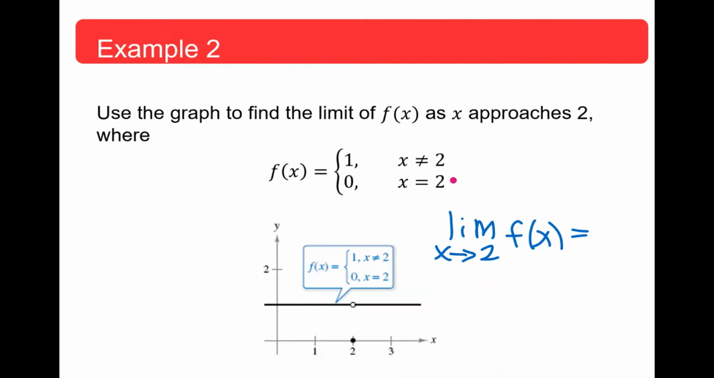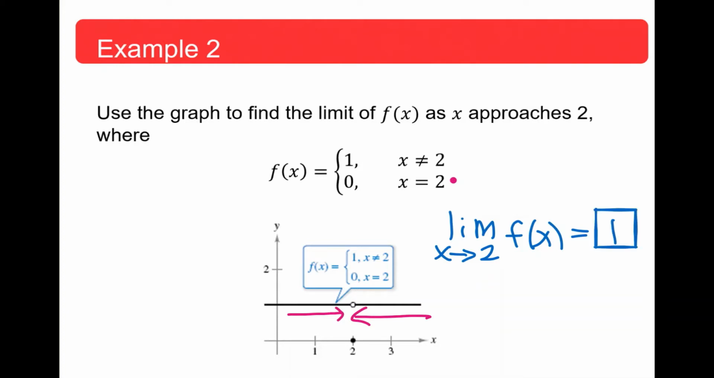So let's approach 2 from the left. Notice that the function value as we are getting close to 2 is 1. And now let's approach 2 from the right. And now as we approach the x value 2 from the right, notice that the function value on the right is also 1. So we have the value coming from the left is 1 and the value coming from the right of 2 is 1. So we say that the limit as x approaches 2 of f of x is 1.